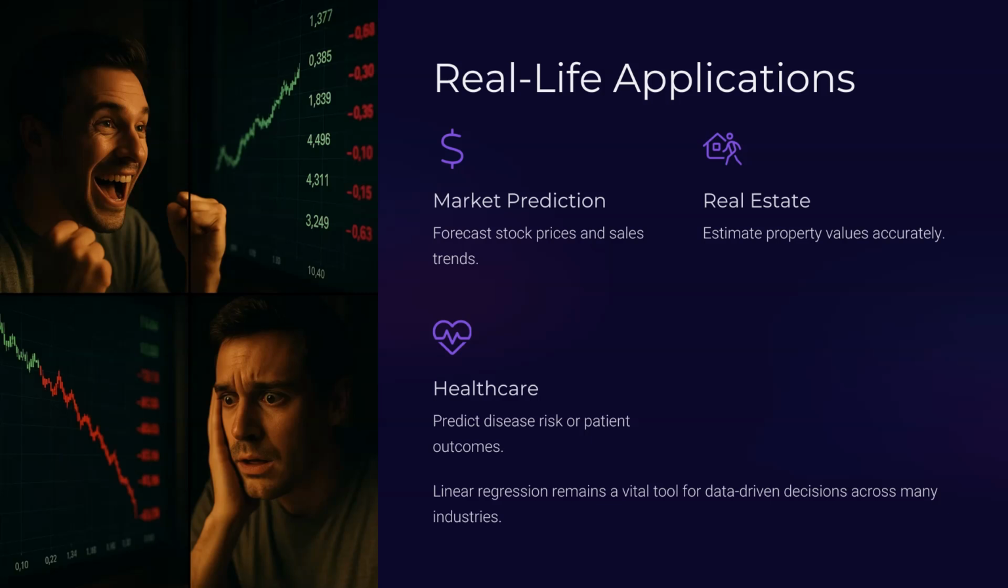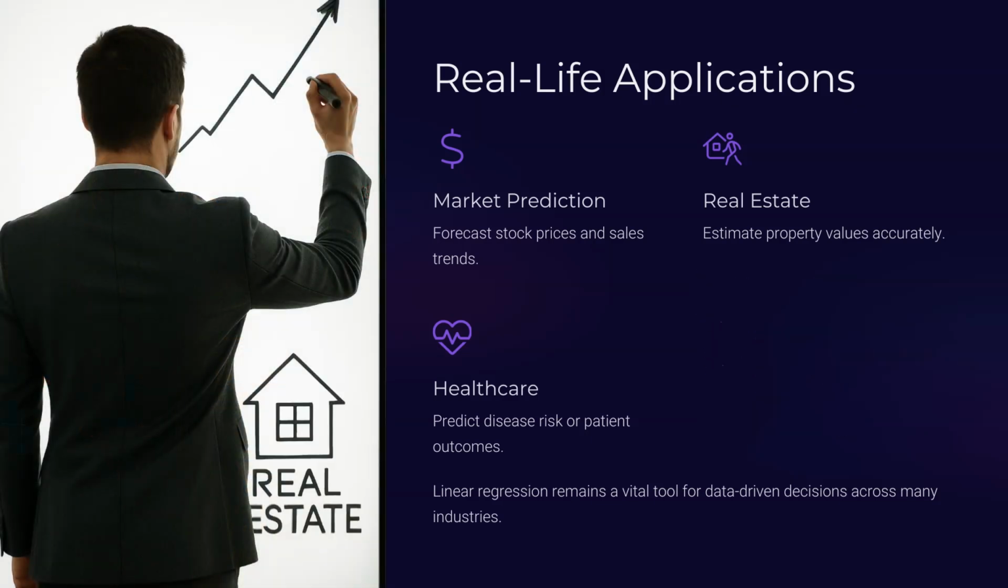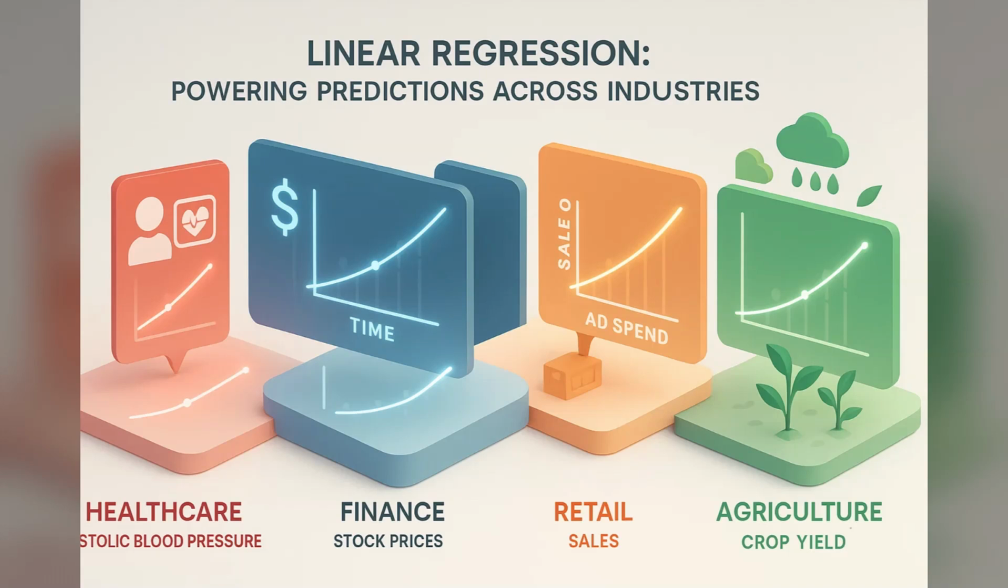Linear regression isn't just theory, it's used every day in real life. In finance, it helps predict stock prices and sales trends. In real estate, it's used to estimate property values with greater accuracy. And in healthcare, it can predict risks or patient outcomes, supporting better decisions. Across industries, linear regression remains a powerful tool for turning data into action.